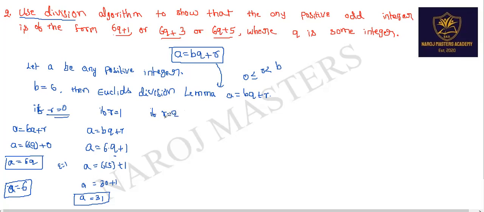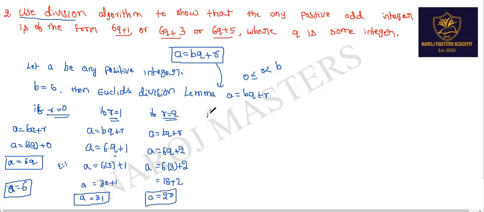If r is equal to 2, again substitute in this equation, a is equal to bq plus r, and a is equal to 6 into q plus 2. Let me take the value of q is equal to 3 here, plus 2. So a is equal to how much? 6 3s are 18 plus 2, that equals 20. a is equal to 20 here.